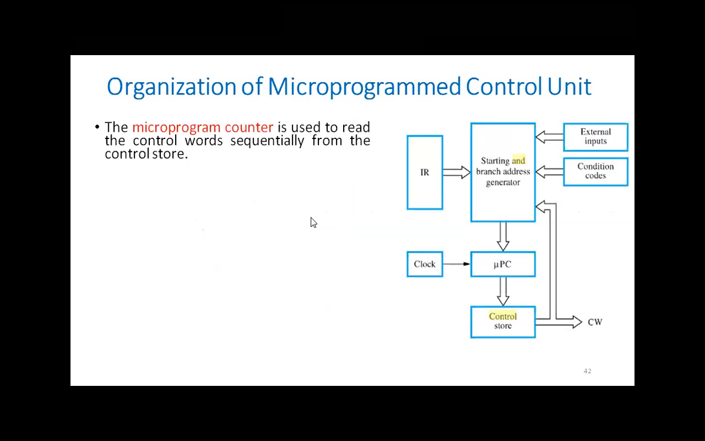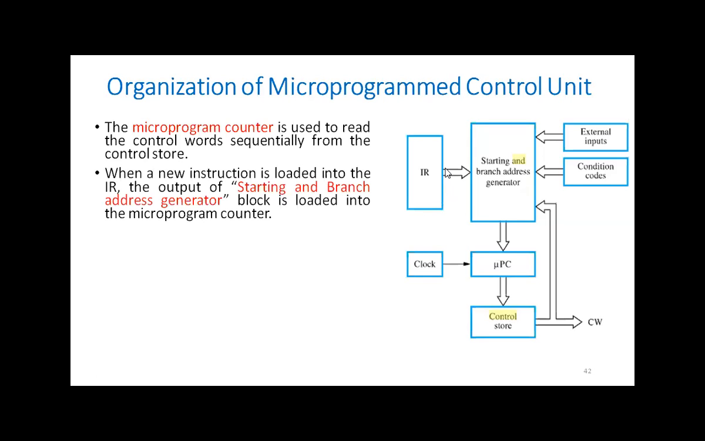So this is the organization of microprogram control unit. You can see here, there is an instruction register which stores the instruction from the memory, and this is the component which gives the address of the instruction. Okay, the starting address of the instruction or the branch instruction is generated here. Okay, and that address is loaded here into the microprogram control unit.